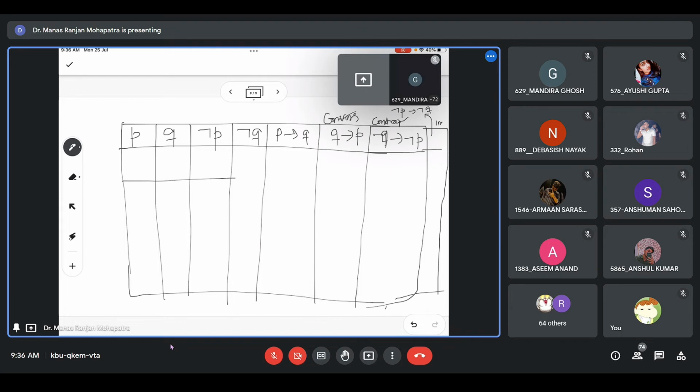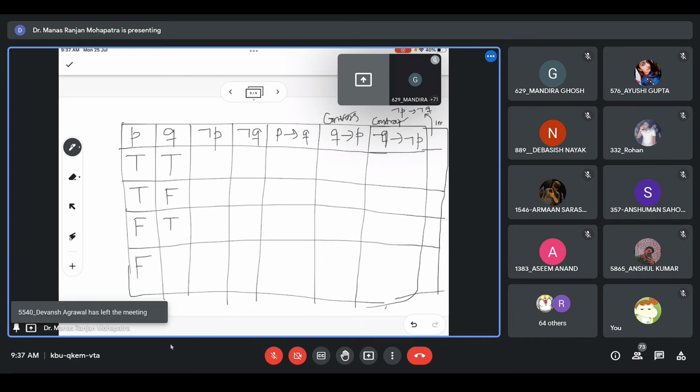Since I have two statements, I have four choices for the truth values. Both can be true, both can be false, and one can be true while the other is false. So it is true, true, true, false, false, true, and false, false.